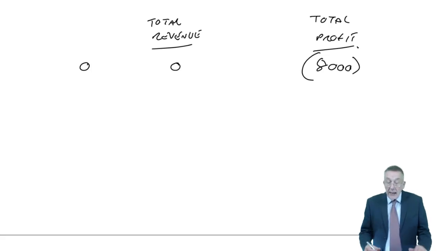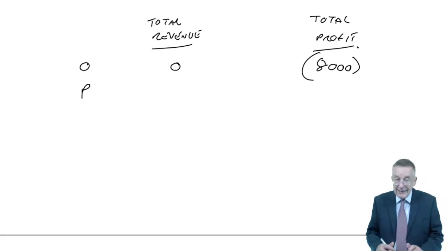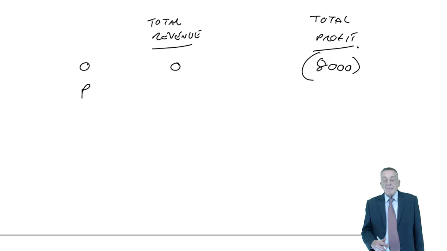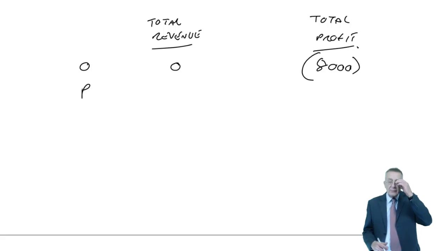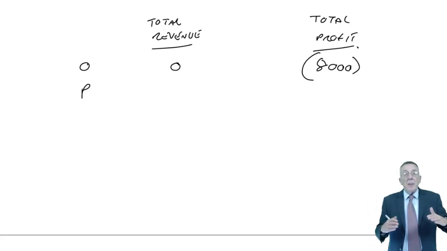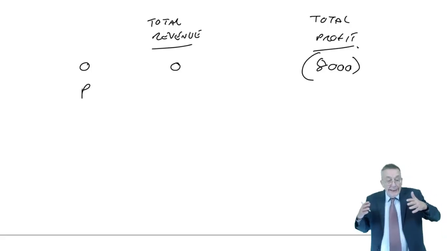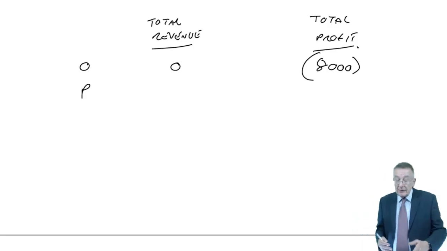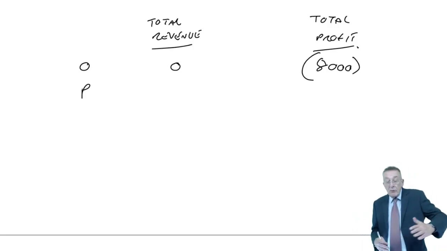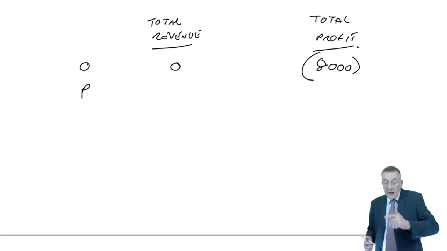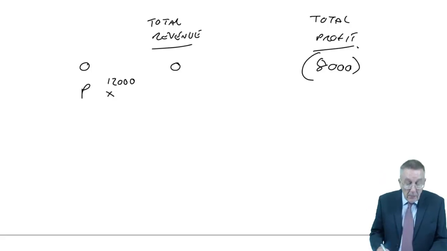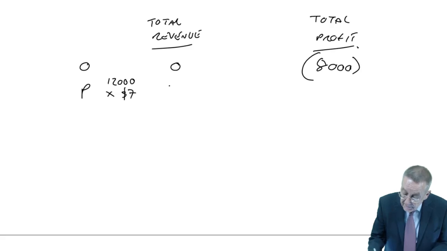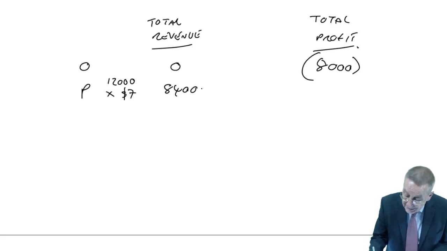But now let's start selling. It was P first, and every unit of P is being sold at $7 and giving us a contribution of $2.65. And so by the time we've sold all the P's we can at 12,000, the revenue will have gone up from 0 to 12,000 times $7, 84,000.